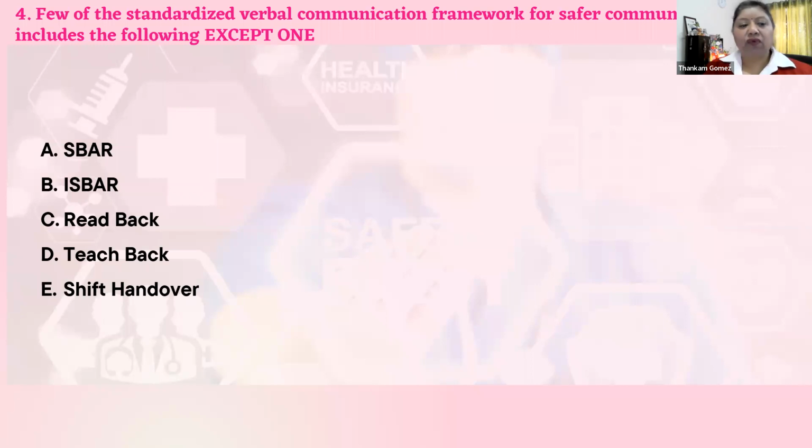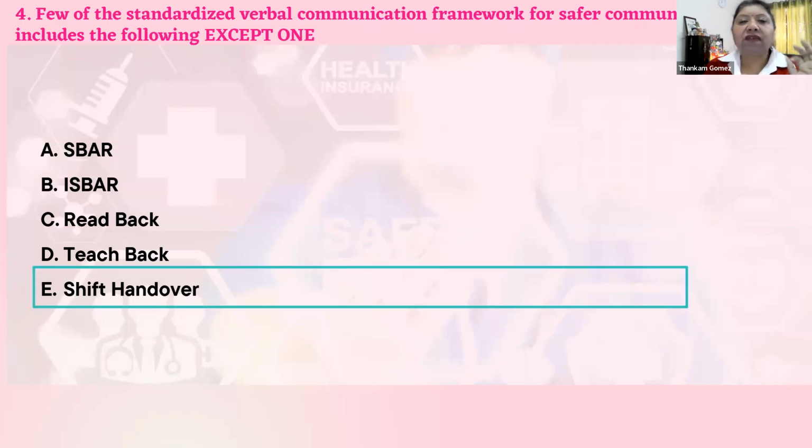I'm sure that many of you have got the answer correct. Shift handover is not a communication tool. It is actually an occasion for correct communication, but it is not a tool. SBAR is actually situation, background, assessment, request or recommendation. When you add an I to it, it is identification and introducing self. So that's why all these tools have separate workshops where you really understand how to use them. Read back and teach back, we will be discussing them a little bit in detail in the further questions.